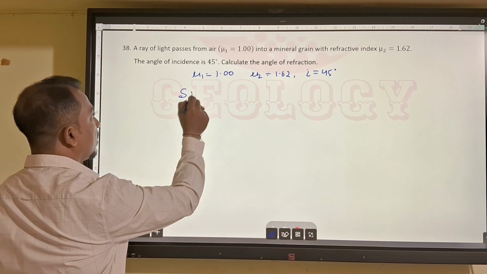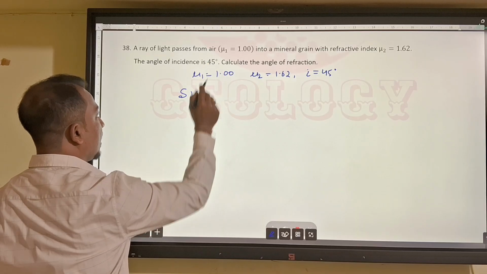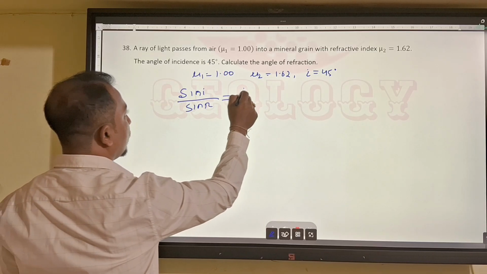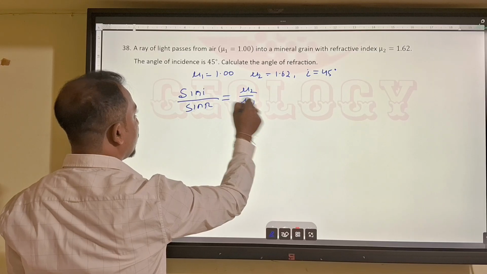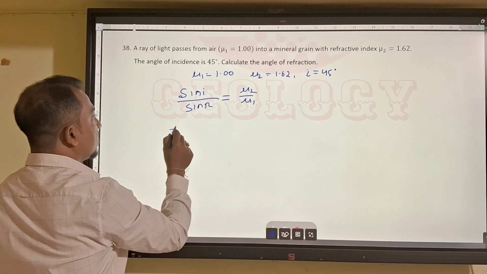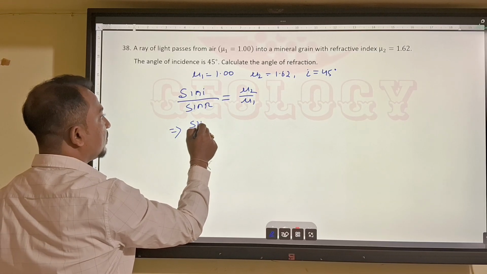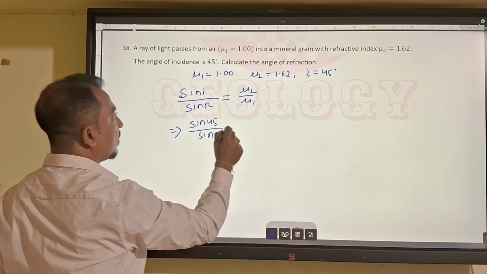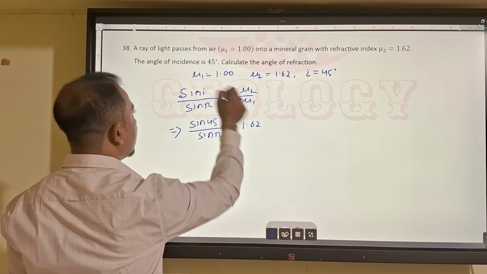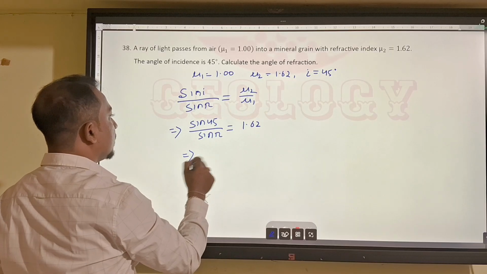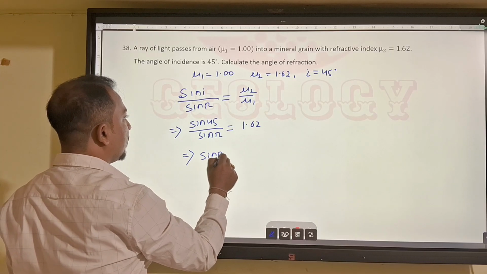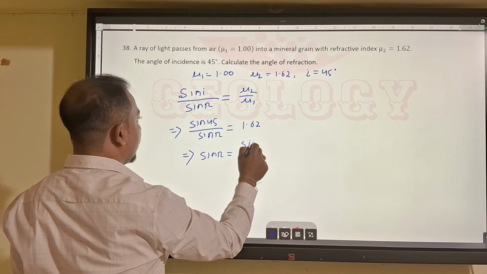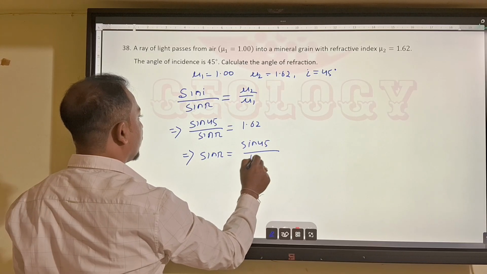So we'll put sin i by sin r equals mu 2 by mu 1. Mu 1 is 1, so we'll just put sin 45 degrees divided by sin r equals mu 2, because mu 1 is 1. So sin r will be sin 45 divided by 1.62.